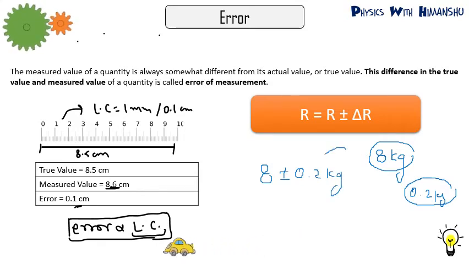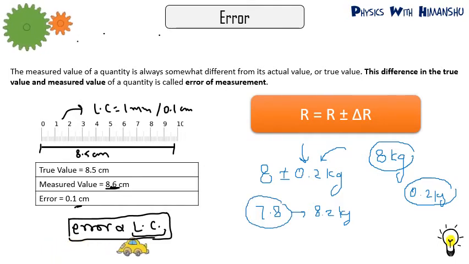So this is the maximum value of error that can be there. The answer can be from 7.8 to 8.2 kg. So the real value can never be less than 7.8 or more than 8.2. It will be anything between 7.8 and 8.2. This is basically the maximum value of error that can be there. So in physics, when we report our measurements, there will be a value and there will be an error with that value.